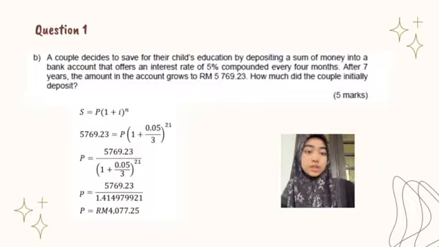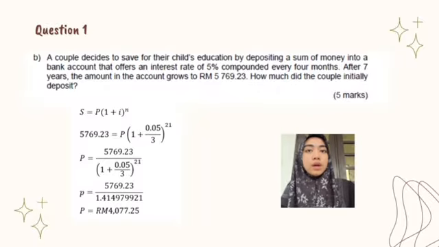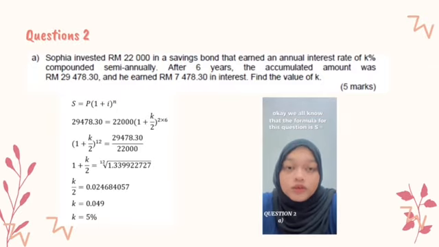How much did the couple initially deposit? So we just use the formula S = P(1 + i)^n and fill in the amounts given. S, 5,769.20 = P(1 + 0.05/3)^21. So P, we got 4,077 ringgit 25 cents.